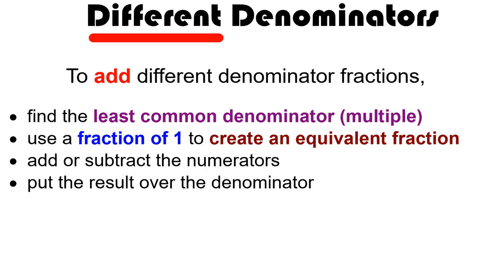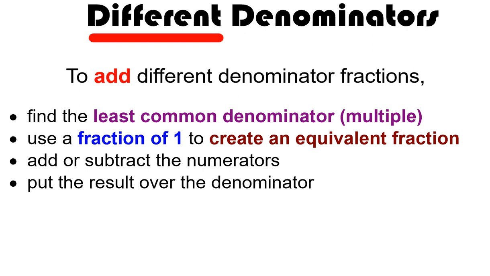So when we have different denominators, in order to add different denominator fractions, we need to find the least common denominator. And in order to do that, we need to know our multiples because we want to find the least common multiple so that we do the least amount of work. It's kind of funny how that works out because there's quite a few multiples, but the least common multiple will help us get to the answer quicker and work with smaller numbers. The smaller numbers we work with, the easier it is and the fewer mistakes we make. After that, we're going to use a fraction of one to create an equivalent fraction.